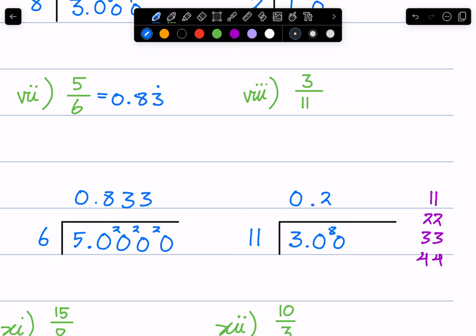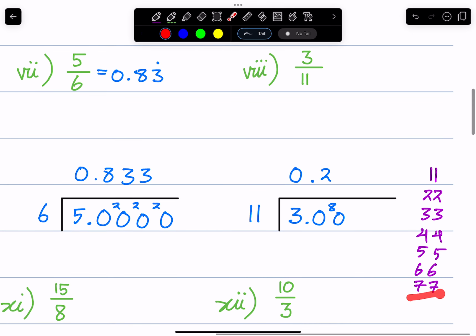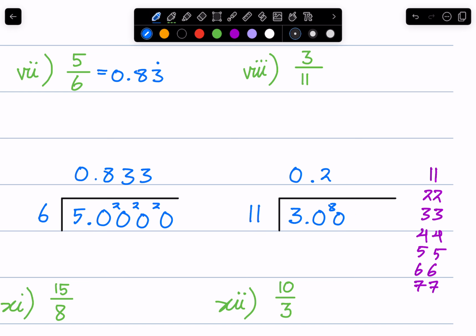Okay, so now we go into 80. If we keep going, this becomes 55, 66, 77. The next one will be 88, so we don't go to 88. So this is going to be 7. Okay, so 11 into 80, the closest we have is the 7 times, so it's going to be 7 with a remainder of 3. And now look, 11 into 30, the closest one is 2 with a remainder of 8.